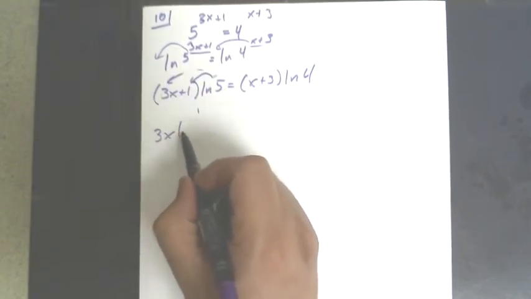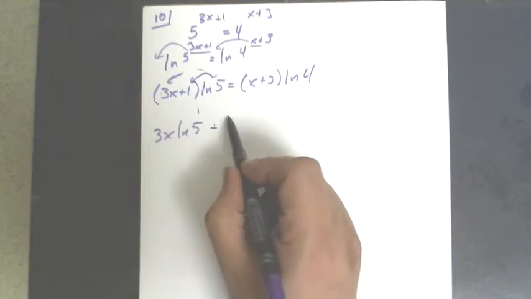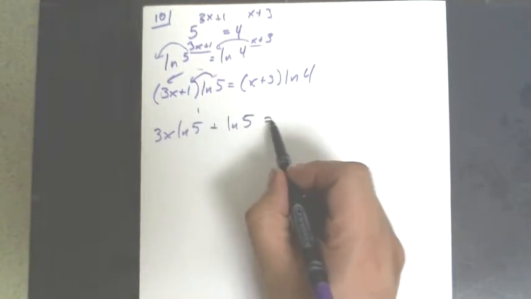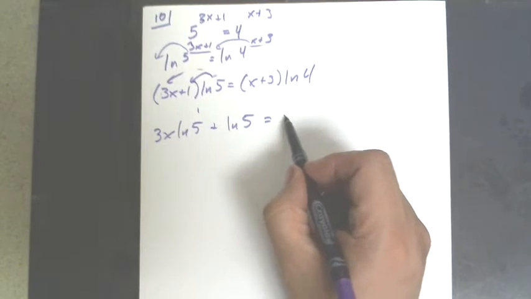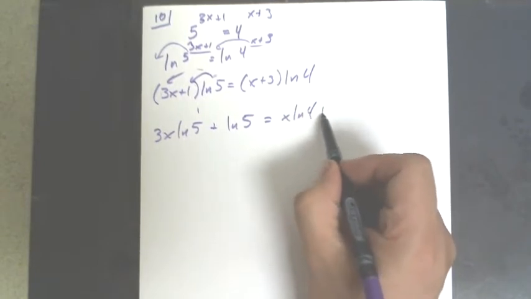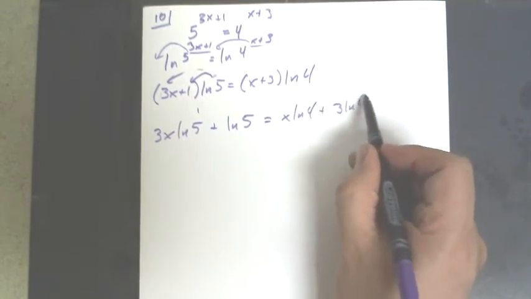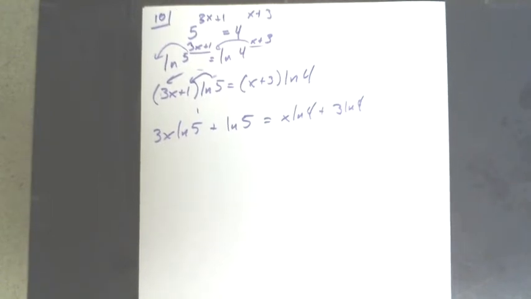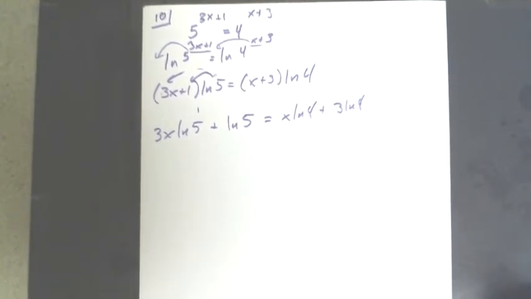You get 3x natural log of 5 plus the natural log of 5. Distribute the natural log of 4. x times the natural log of 4 plus 3 natural log of 4. It looks a little ugly, I'll grant you, but this is part of what you're getting used to, is what these things look like and how they behave.